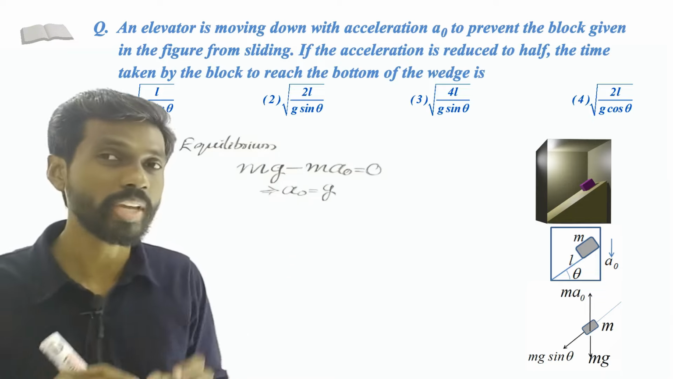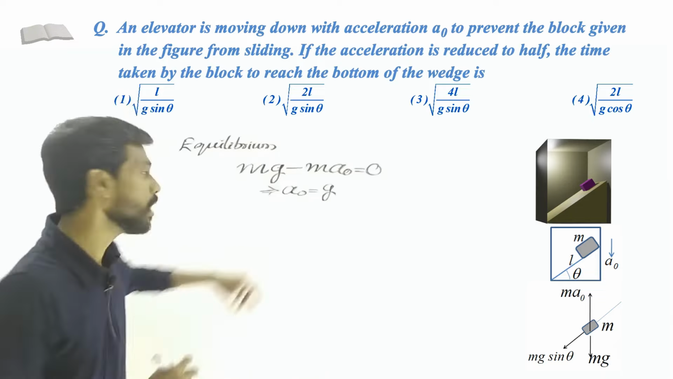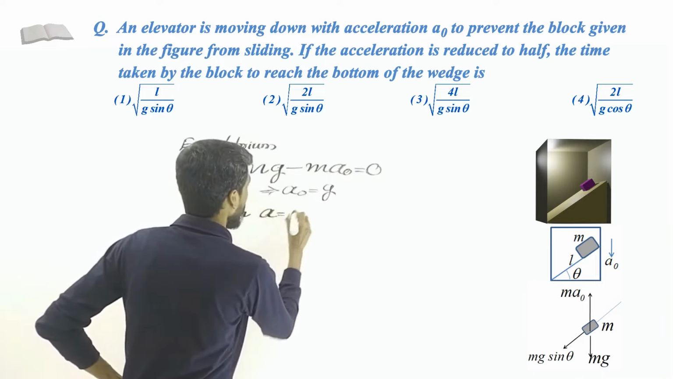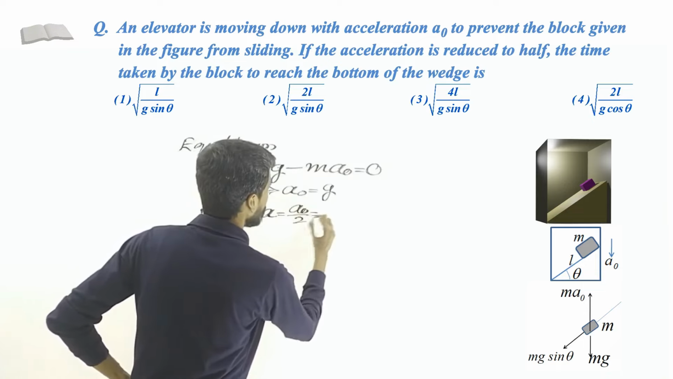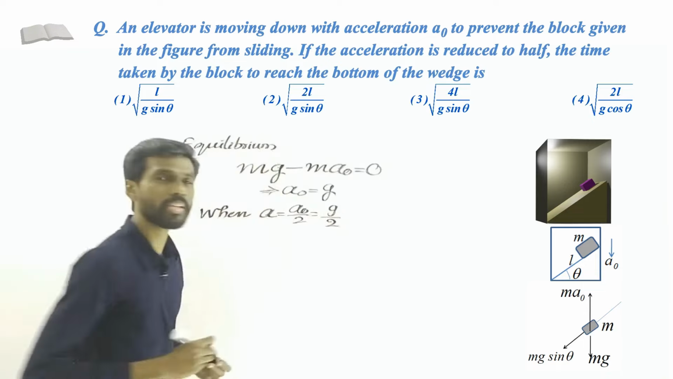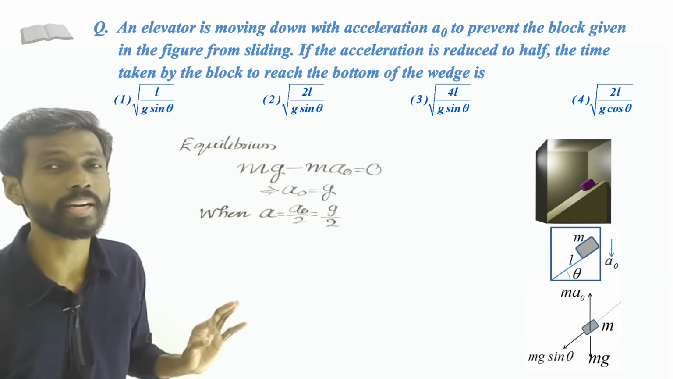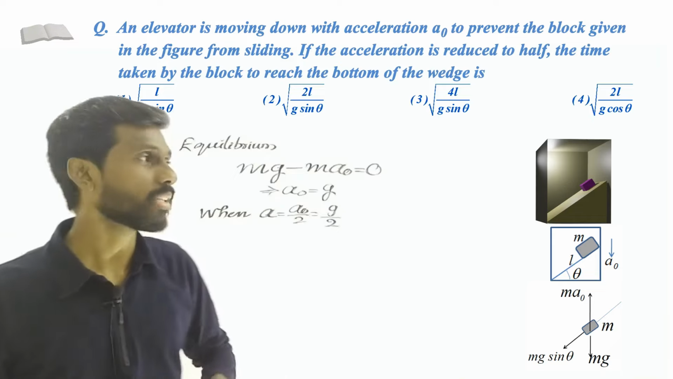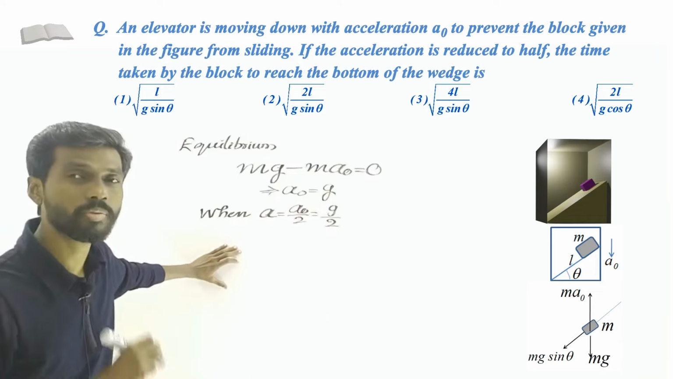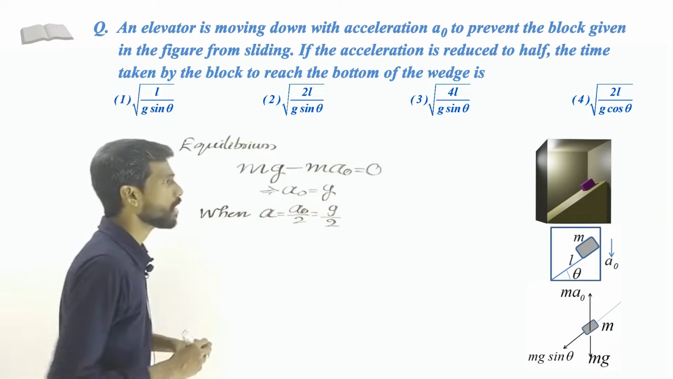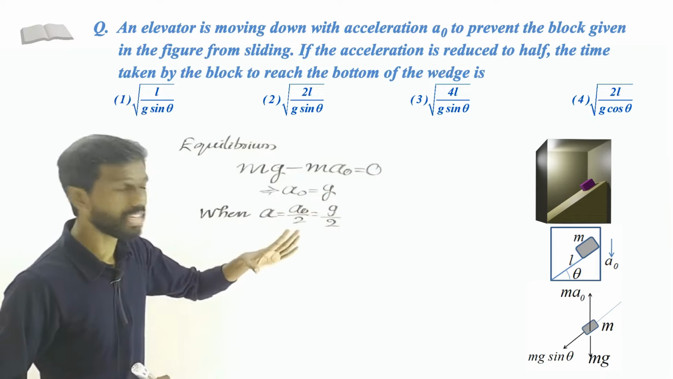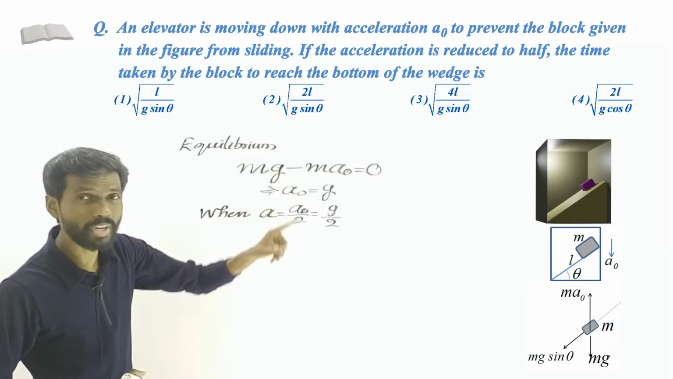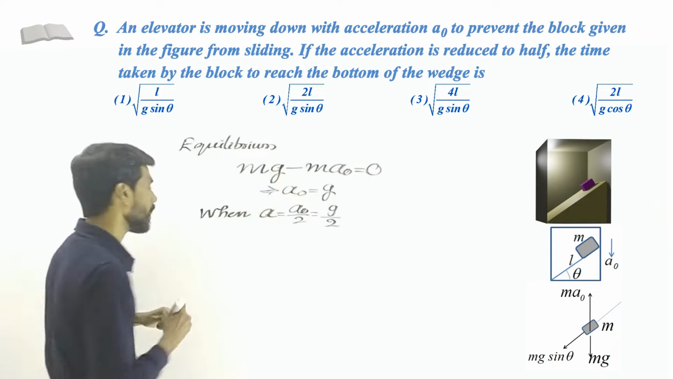Now the second case, we have half of this acceleration, a0 by 2. So that means in this case it is g by 2. So g by 2 is the acceleration of the elevator now. Now we have to find the time taken by that block to reach the bottom. That means it has to cover a certain distance. Let us find the total forces acting on this object. What are the forces acting on this block along the inclined plane? We have the component of the gravitational force in that direction, so that is mg.